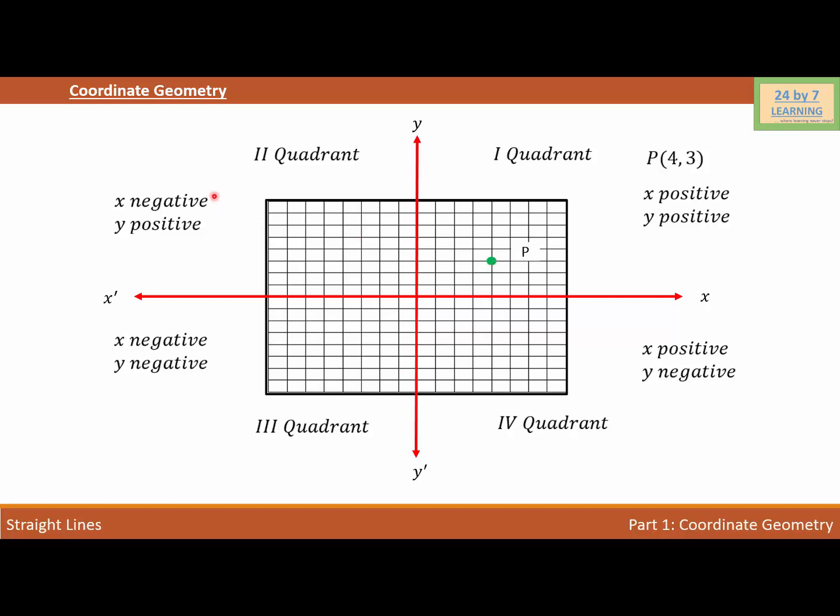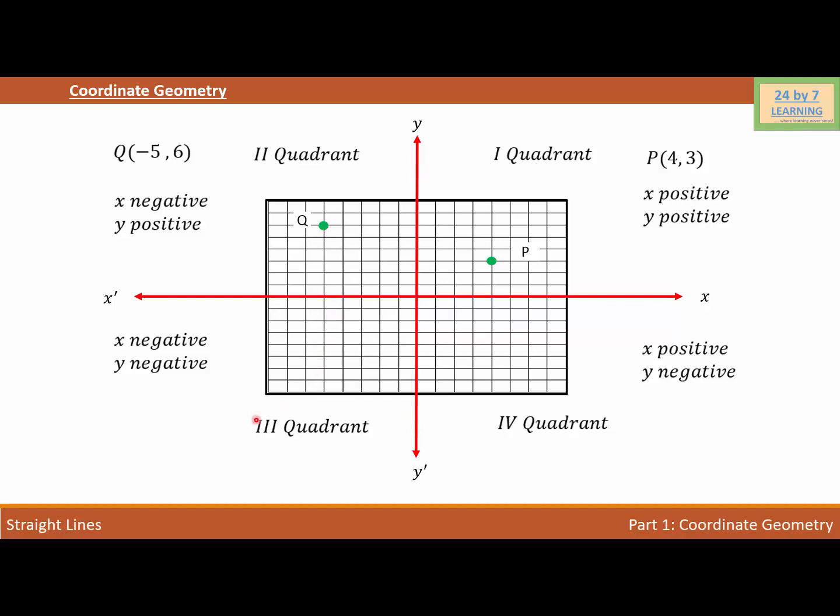Now let's consider a point for the second quadrant. My point is Q, (-5, 6). As you can see, my x is negative 5 and y is 6. So I'm going to consider x first. I will go 1, 2, 3, 4, 5 to the left. And then I will consider y, and y is positive, so I will go 1, 2, 3, 4, 5, 6 up. And this is my point Q.